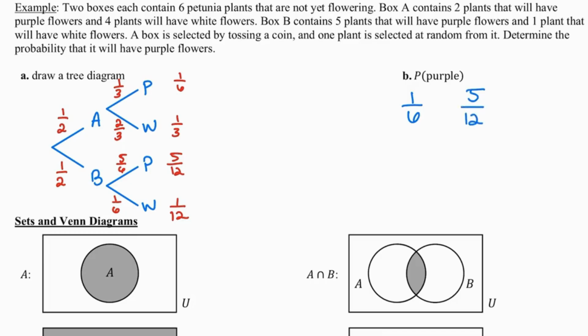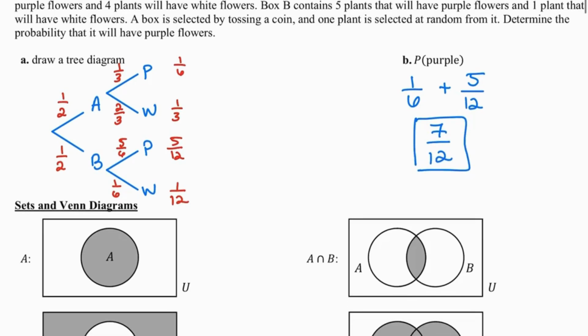So again, like I keep talking about, the hardest part about this is whether it's adding or subtracting. Can I go through box A and get a purple and go through box B and get a purple? No. They are 2 separate events. So since there are 2 separate events, I'm going to add these probabilities together and get 7/12. You're only going through one box, and it says it. You go through a box and get a plant. You don't go through both.